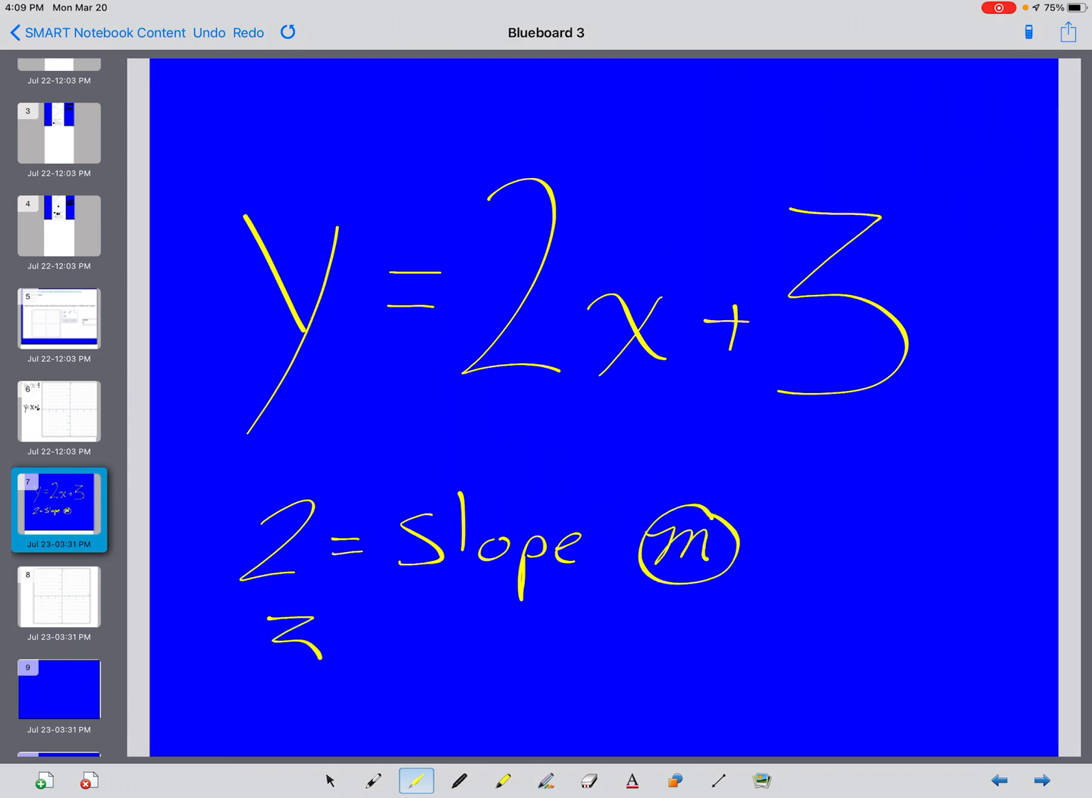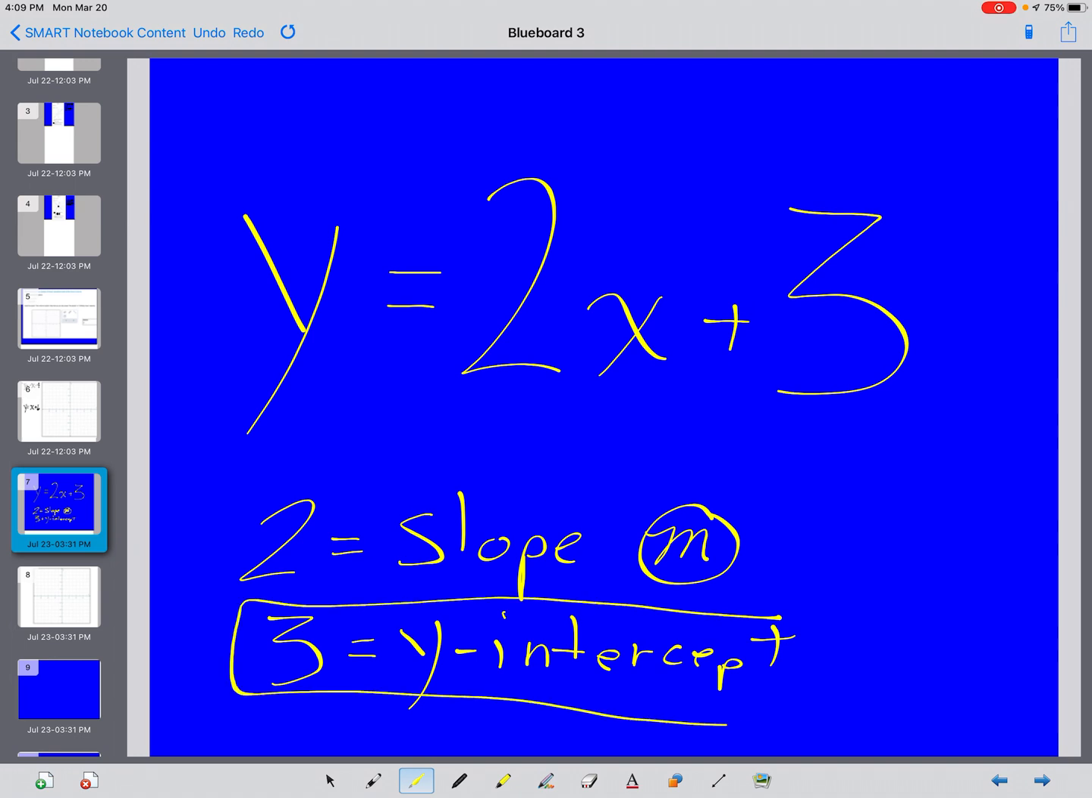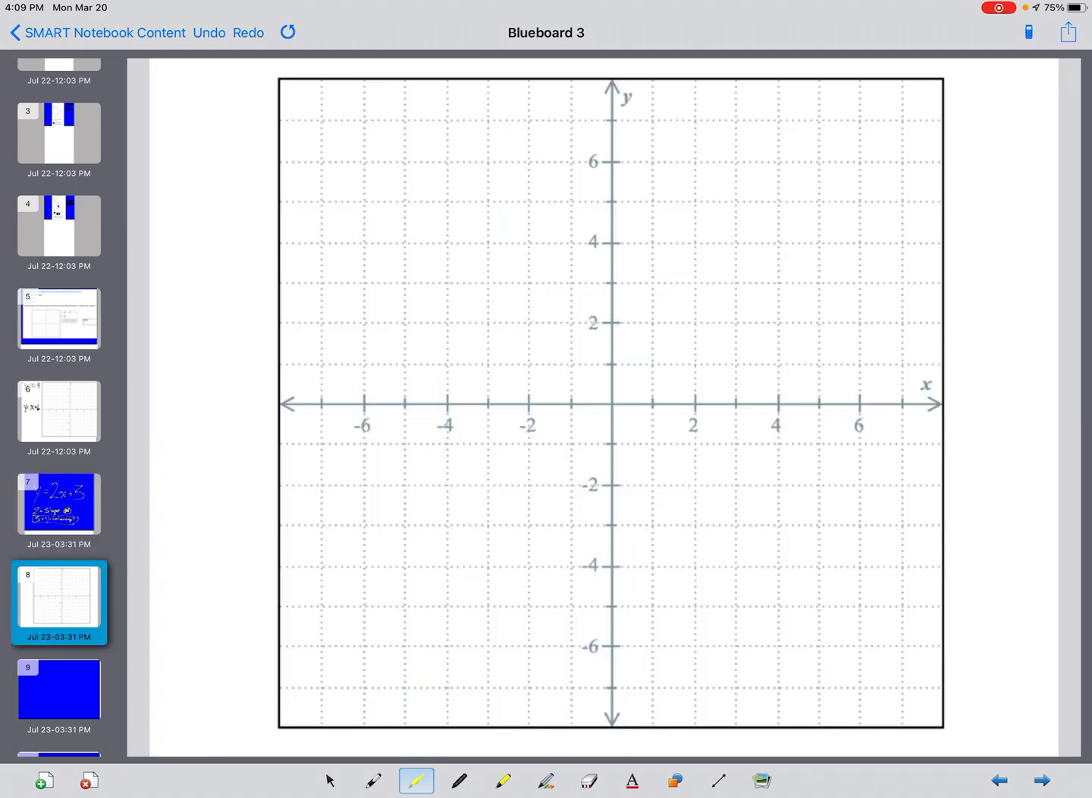The 3, because it is on the x side of the equation and it is the constant, is called the y-intercept. That means we see the line cross through the y-axis at the value of 3. So let me explain on the graph. Okay, so let's start with the y-intercept, 3. It's where the line crosses on the coordinate plane.